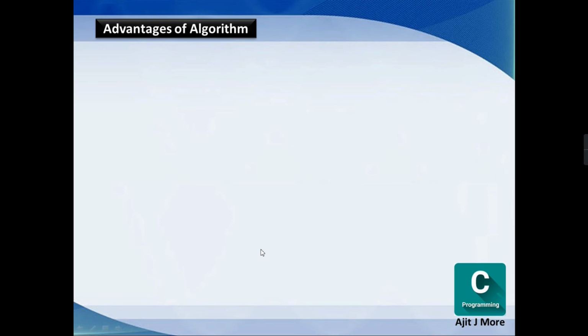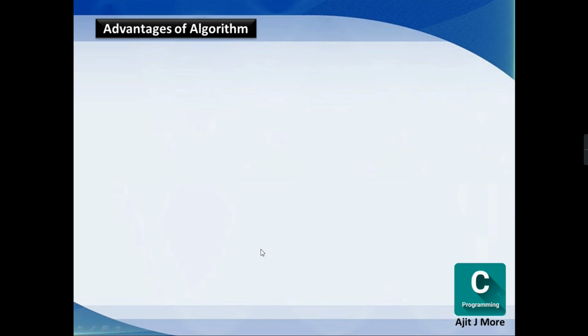So obviously it is going to be easy to understand. And when we write an algorithm, we try to see that each and every step is definite. Definite means clear and unambiguous. So obviously when you write an algorithm, all the steps will be clear, all the steps will be unambiguous. And when you're writing an algorithm, your programming language is not in your mind.